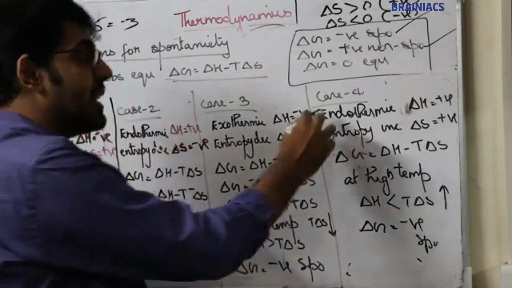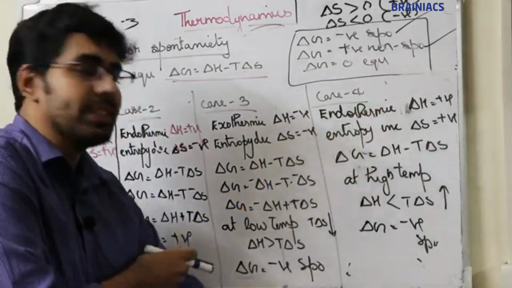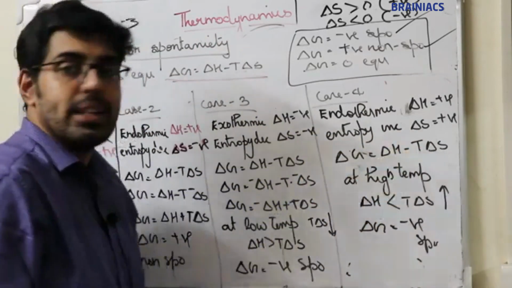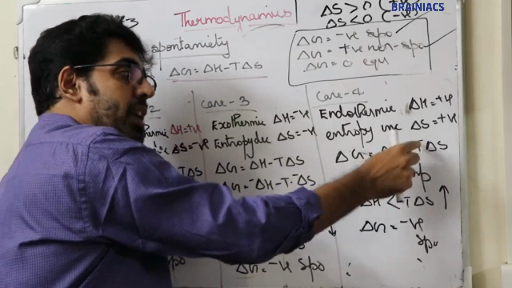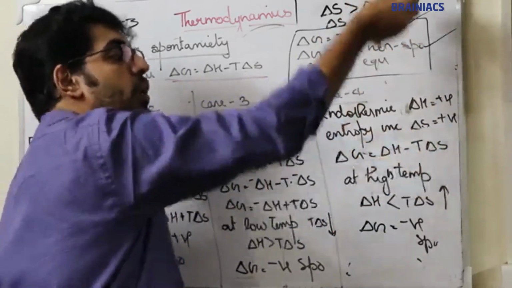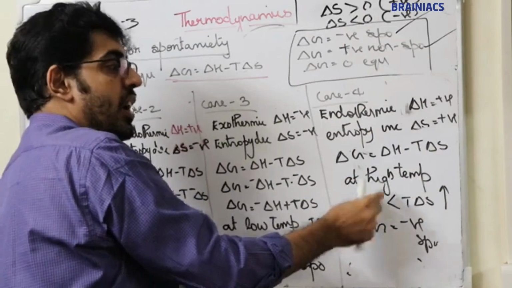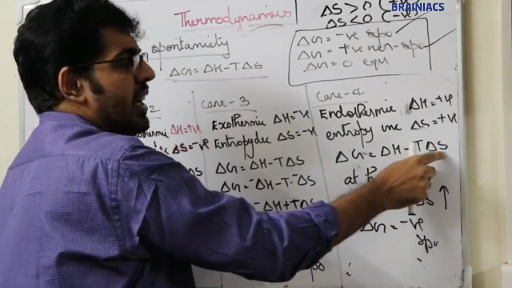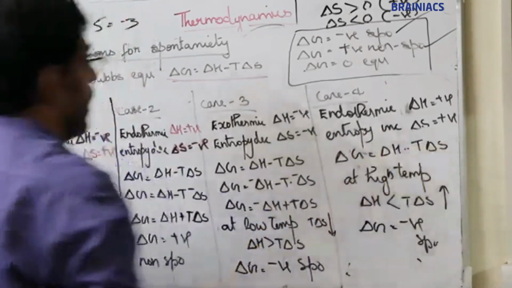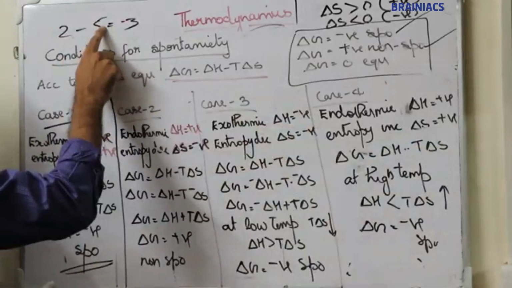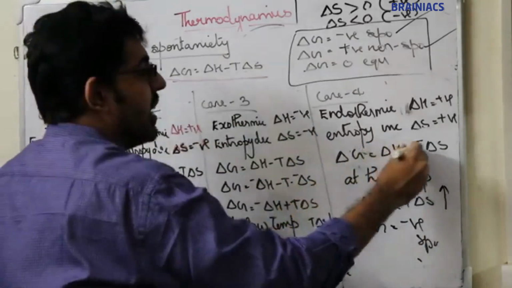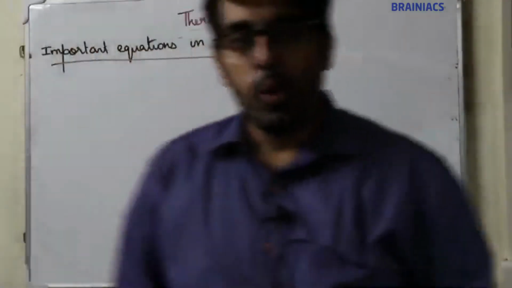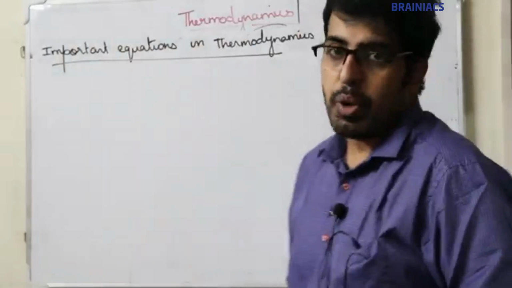And last and final case, endothermic and entropy increases. Delta H positive, delta S positive, so delta G is equal to delta H minus T delta S. Here at high temperature, T delta S value increases, so it will be greater than delta H. Since this is negative value, delta G value will be negative. If delta H is 2 and T delta S is 5, 2 minus 5, you will get minus 3, spontaneous. These are the 4 important conditions. I think it's clear. Moving on to next topic, important equations in thermodynamics.